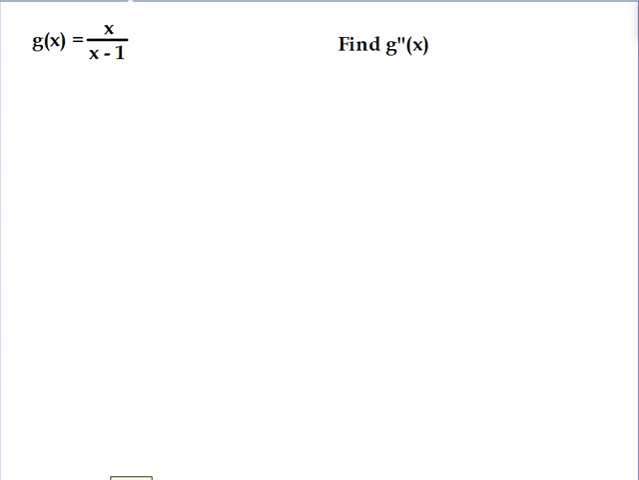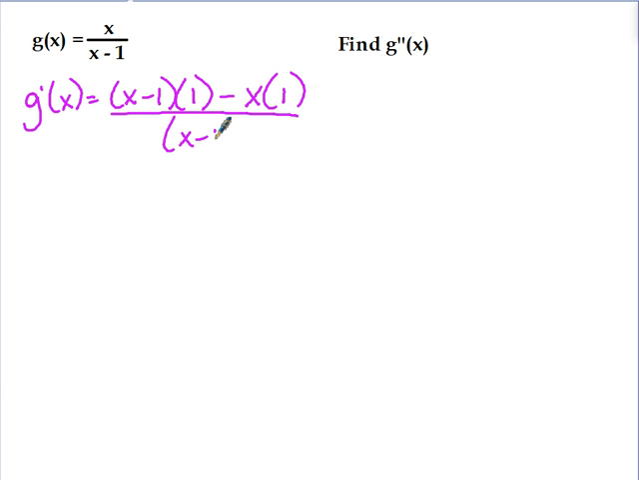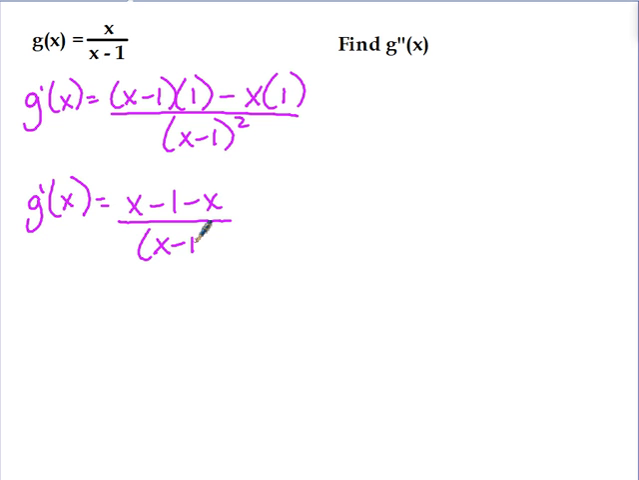Let's look at this next one. Now this one gets a little bit more complicated because we have the quotient rule to do. So I'm going to do the quotient rule first to find my first derivative. So I have bottom times the derivative of the top minus top times the derivative of the bottom. Low d high minus high d low over the bottom squared. And now I can simplify a bit. So I have x minus 1 minus x, which gives me negative 1 over x minus 1 squared.